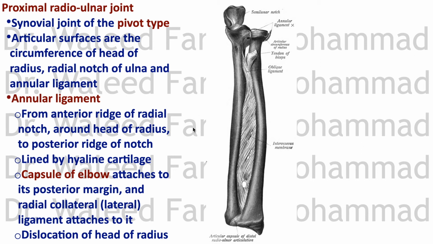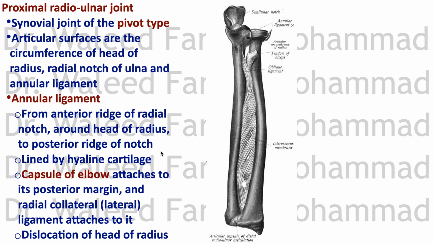The annular ligament, I told you before, is from the anterior ridge of the radial notch of the ulna around the head of radius. It's not attached to, and again, please understand this, it's not attached to the head of radius. It only curves around the head of radius and back to the posterior ridge of the radial notch of the ulna.